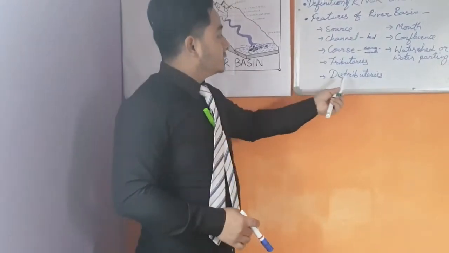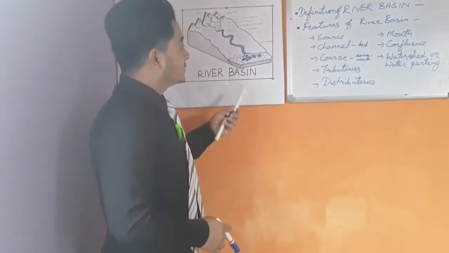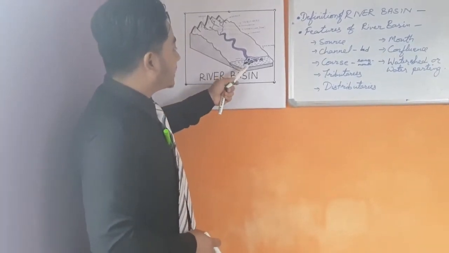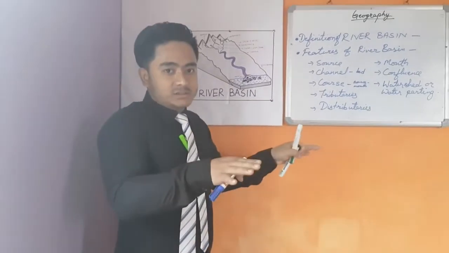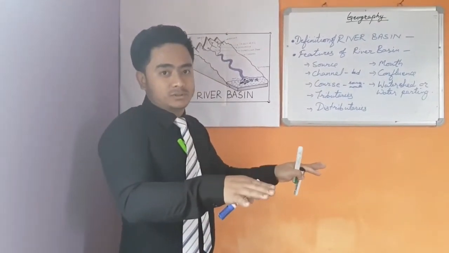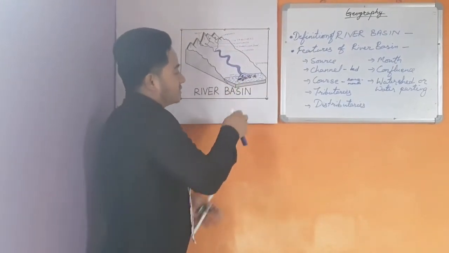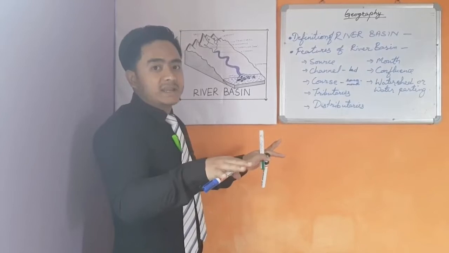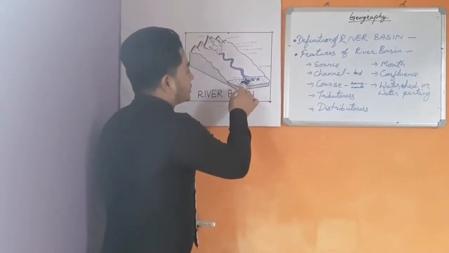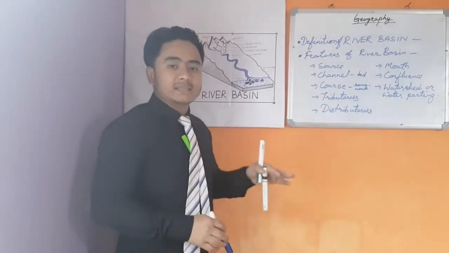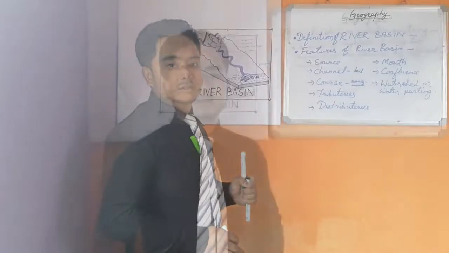And the seventh one is distributaries. As you can see in the diagram, when the river enters into the mouth, it branches or distributes. You can see small branches separating into different directions. These small branches of the river at the mouth are called distributaries.